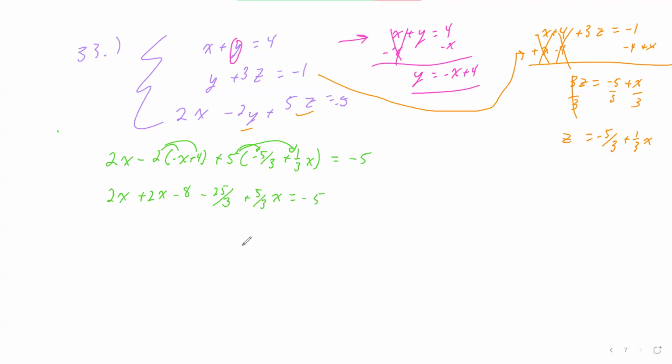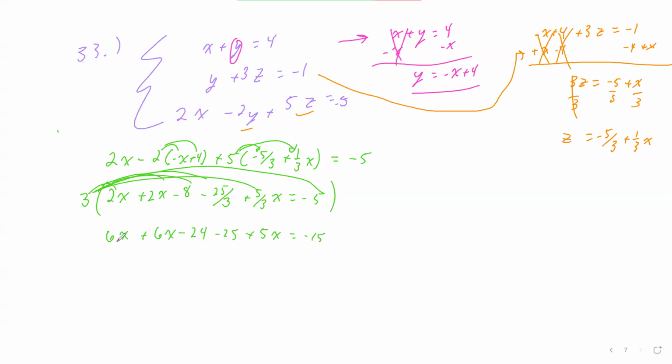I don't want to deal with fractions, so I'm going to do something kind of crazy here. I'm actually going to multiply everything by 3. So that gives me 6x plus 6x minus 24 minus 25 plus 5x equals negative 15. I did that not because I don't like fractions, it's just a lot easier to do it without them.